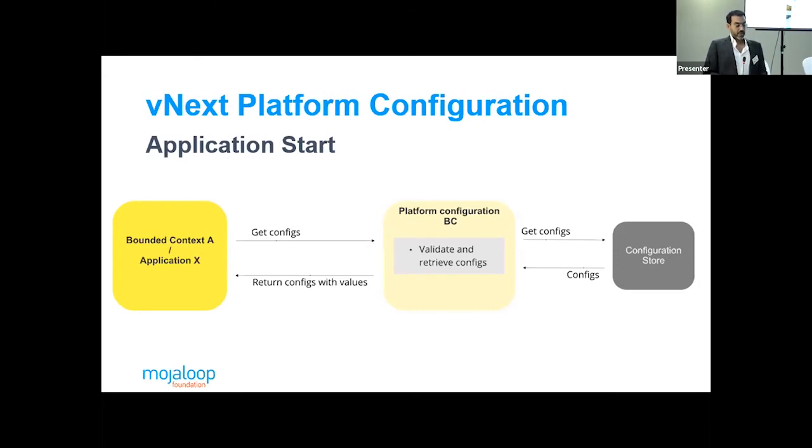And at this moment, the application is starting, and it sends a message to the platform configuration services. And it says, I'm application X, I belong to bounded context A, and I want to get my up-to-date values, my parameters. Then there's going to be a validation and retrieval operation. And soon enough, the application is going to get the return configurations with those values. At this moment, the application has everything that it needs to start working normally.